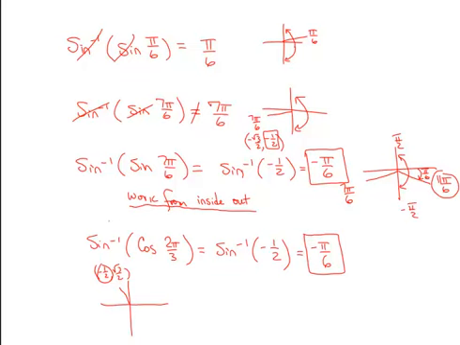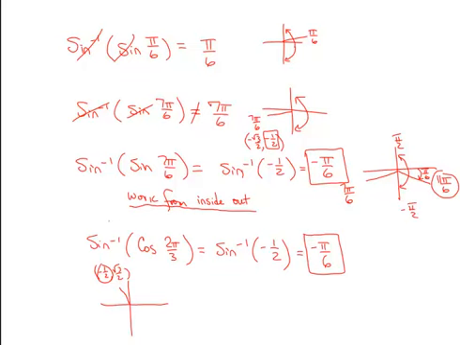So again, work from the inside out, evaluate the inside, and then figure out where the regular version of the outside function, in this case sine, where is sine equal to that value in the proper quadrants and with the proper numbers.